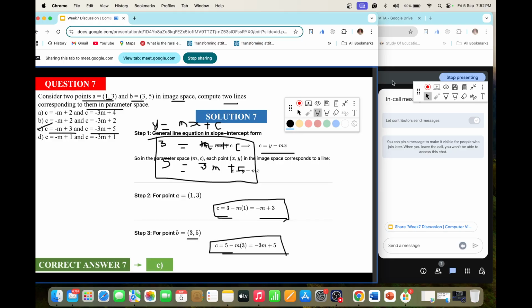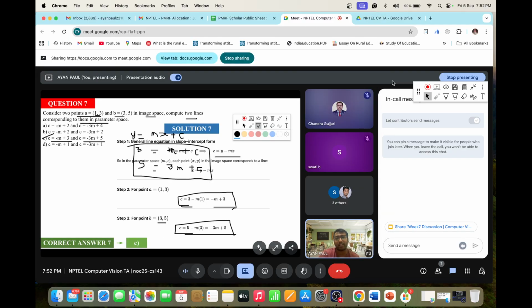Okay, so is it clear? Very simple question, but you should know what the parametric form of a line is, that is y equals mx plus c. That you have to always keep in mind. So is it clear to everyone? Clear, right?